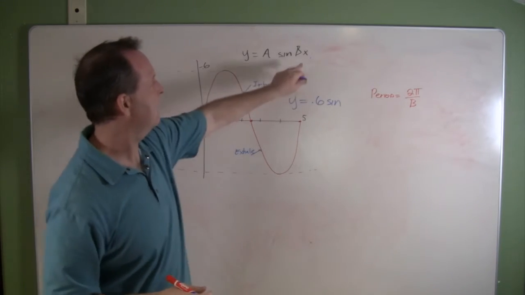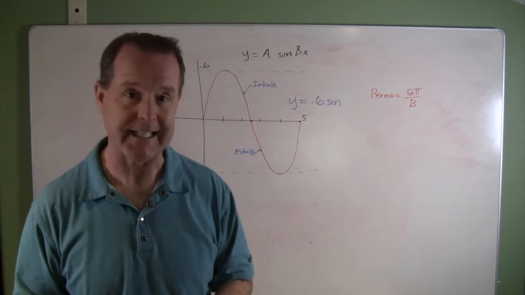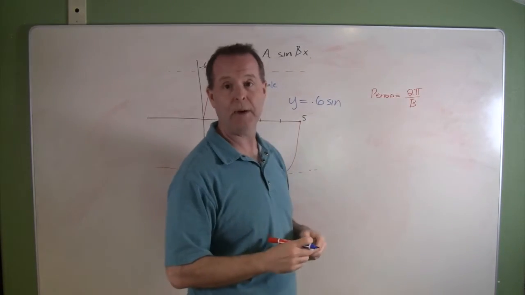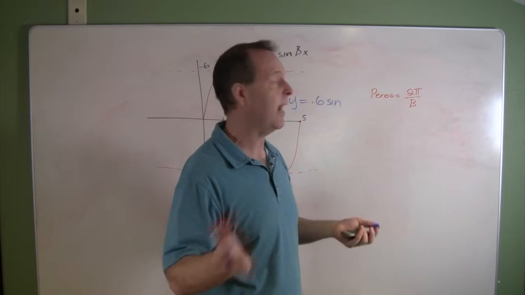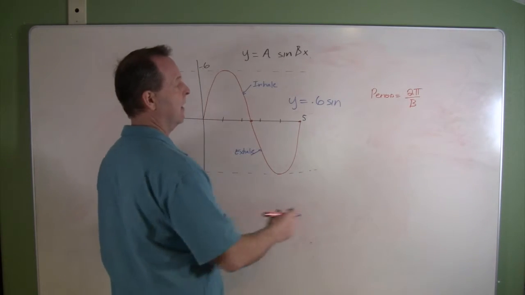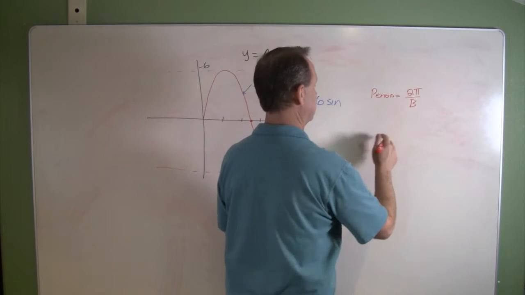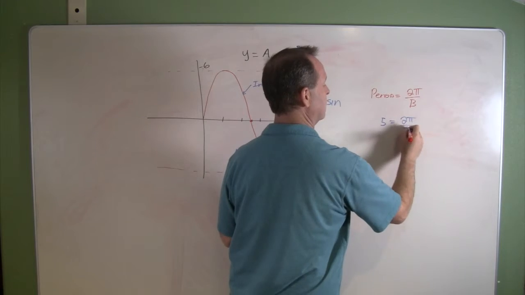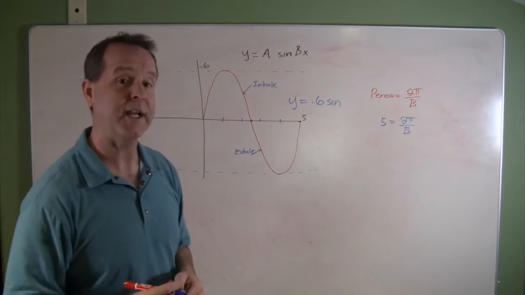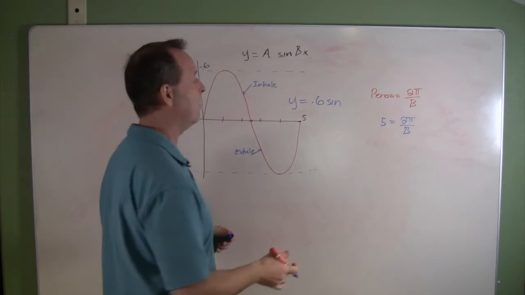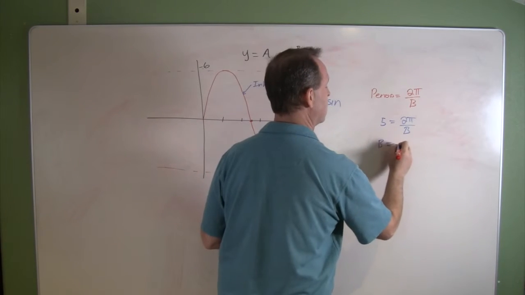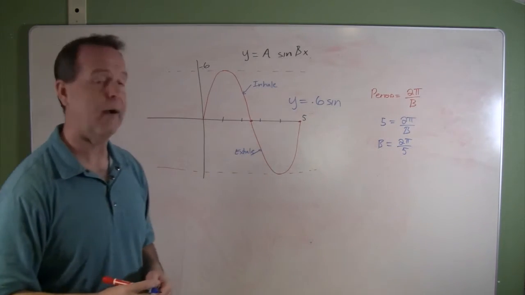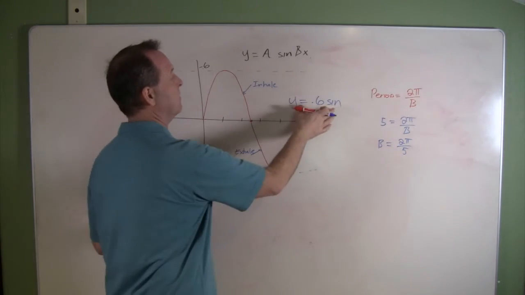And now I need to discover what this B value is in this particular graph. And if I remember that the period was defined by 2 pi divided by B, then I can do some reverse engineering here. I have a period, which is 5. So therefore, I created an equation with one unknown, which means it's solvable. B in this case then would equal 2 pi over 5. So now I know what my B value is for this particular equation.